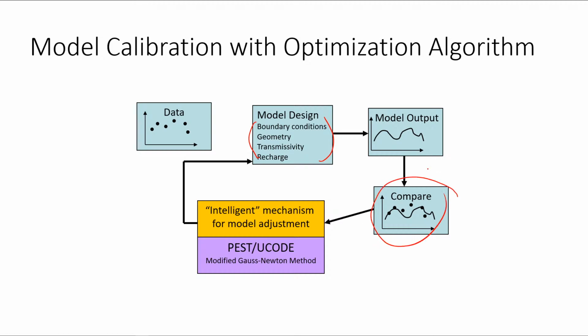That would be automatic calibration using some codes, for example, BEST, some are UCODE, and this is a modified Gauss-Newton method. This is a numerical method for optimization that calculates gradients, like derivatives, but it calculates the derivatives using a numerical method. And there are all sorts of calibration algorithms out there that you can use.